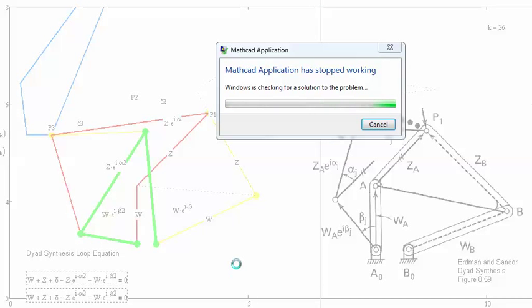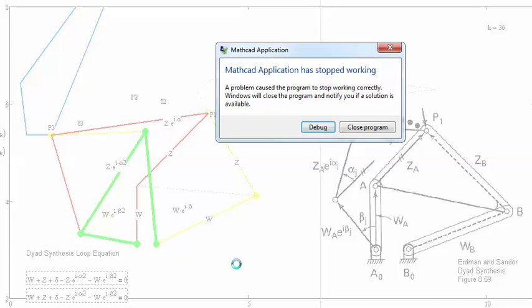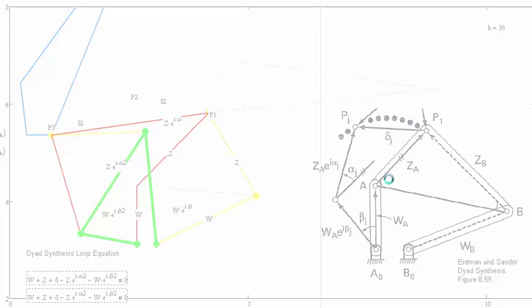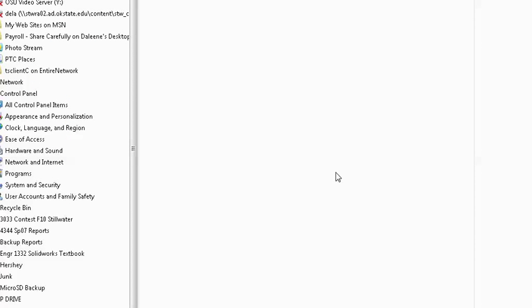Uh-oh, MathCAD application stopped working. Well, that's a bummer, but here's the deal. I see if I can get that out of the way.